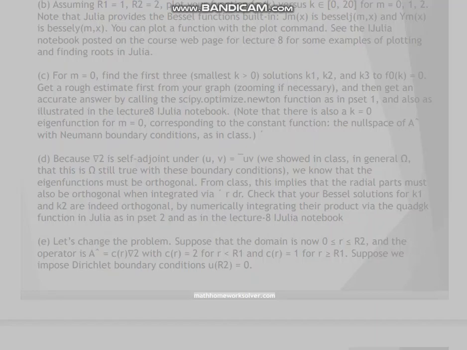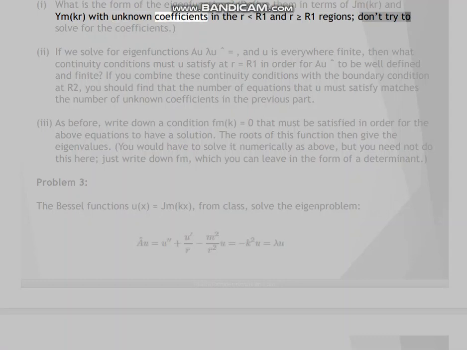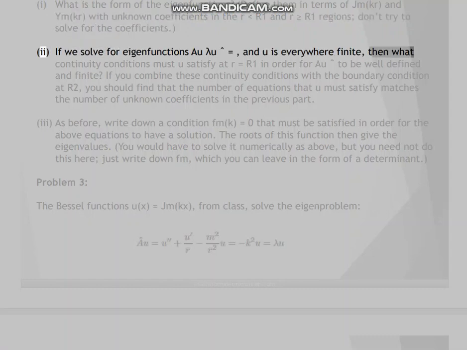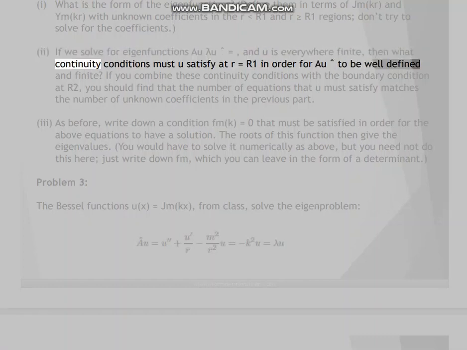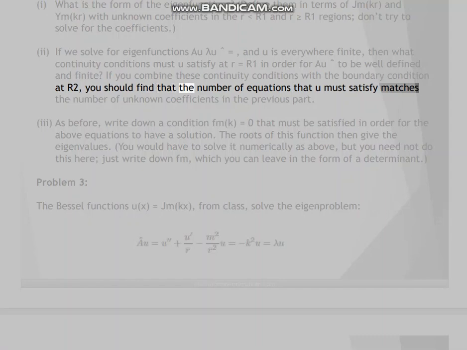1. What is the form of the eigenfunctions? Define them in terms of J_m(kr) and Y_m(kr), with unknown coefficients in the r < r1 and r ≥ r1 regions. Don't try to solve for the coefficients. 2. If we solve for eigenfunctions Au = λu, and u is everywhere finite, then what continuity conditions must u satisfy at r = r1 in order for A to be well-defined and finite? If you combine these continuity conditions with the boundary condition at r2, you should find that the number of equations that you must satisfy matches the number of unknown coefficients in the previous part.